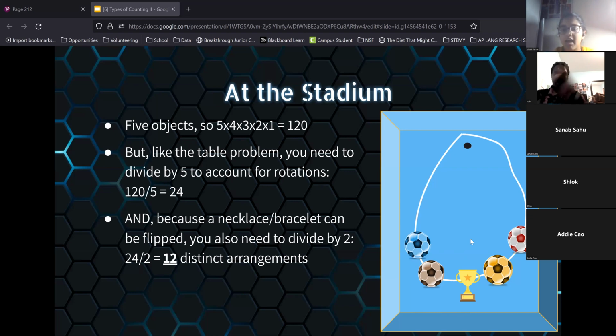So yeah, everybody put 24. Probably because you forgot to divide by 2, because it is a necklace or bracelet or whatever, so it can be flipped.